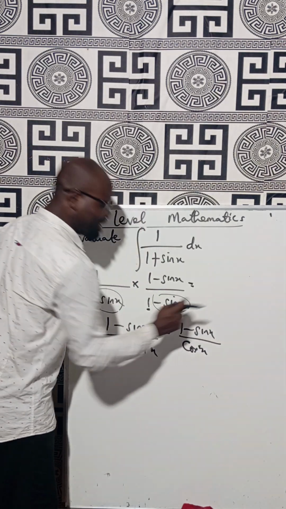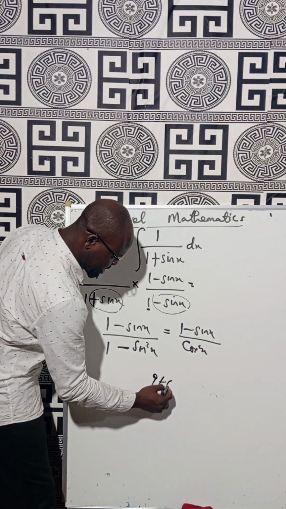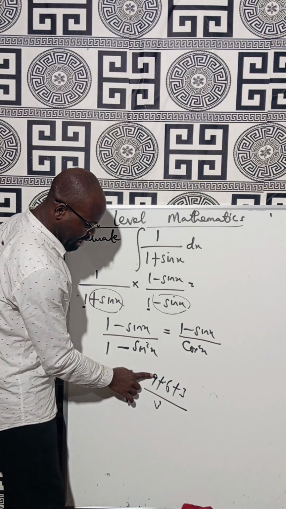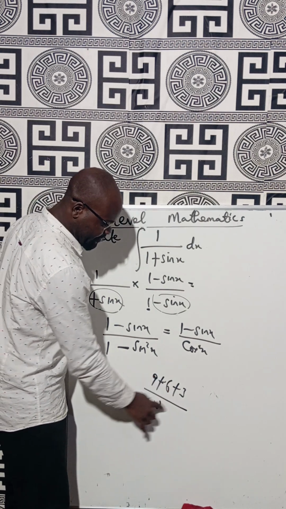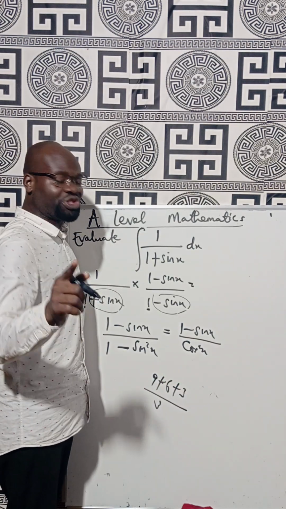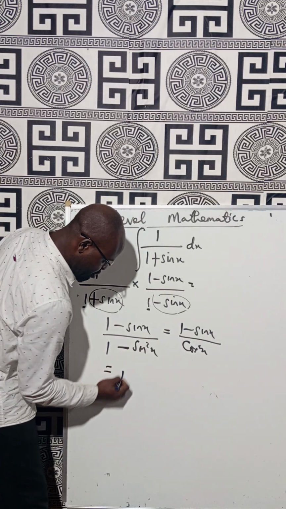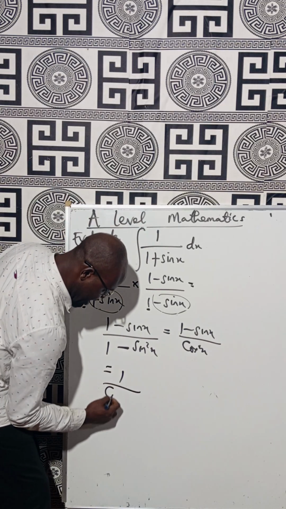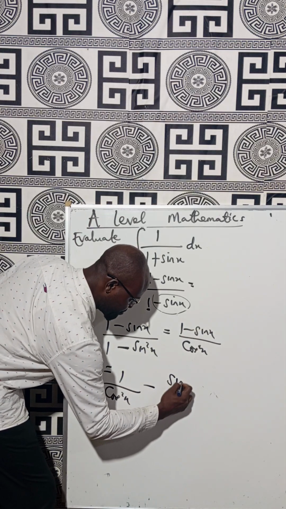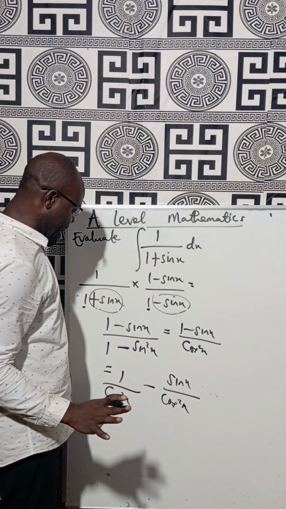Now look at what we have here now. In mathematics, if you have something like this, let's say you have 9 plus 6 plus 3 all over 3, we can say, okay, 9 all over 3, 6 all over 3, 3 all over 3. We can give them the 3 one by one and still get the same result. So that's what we are going to do here. We take this one, its own cos square x. Then minus the sine x also takes its own cos square x. You can see now. So we are giving them one by one.